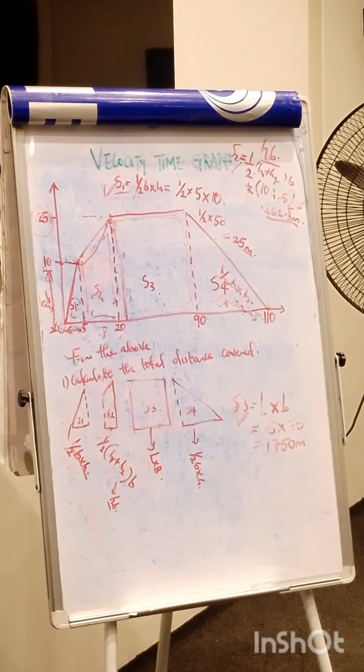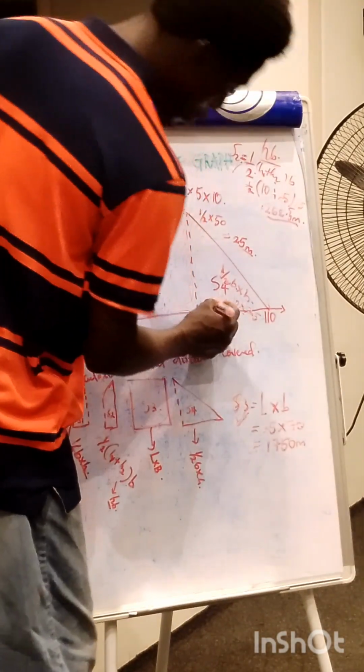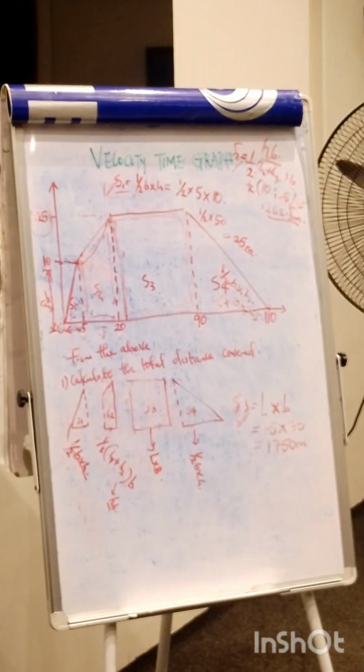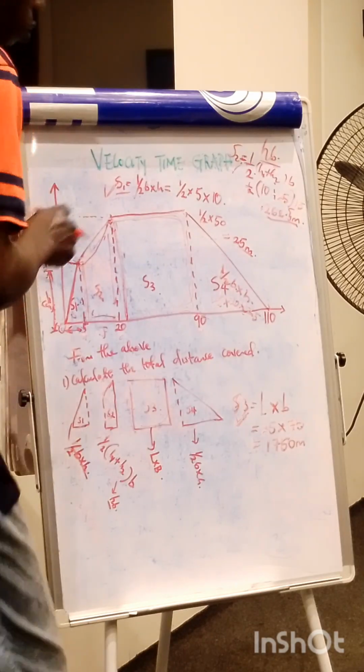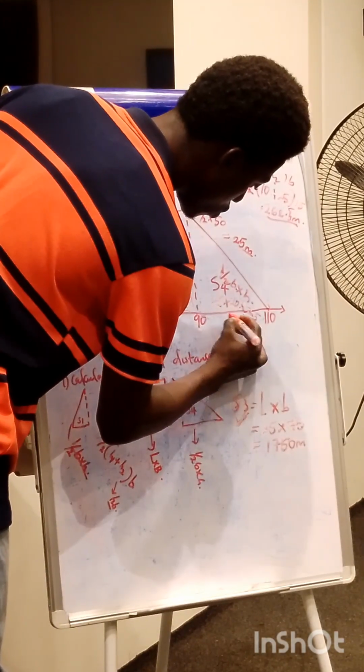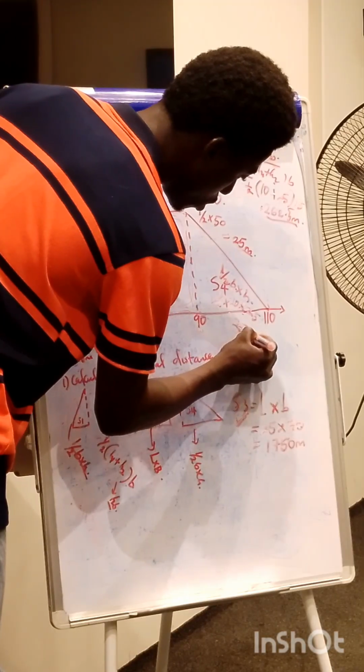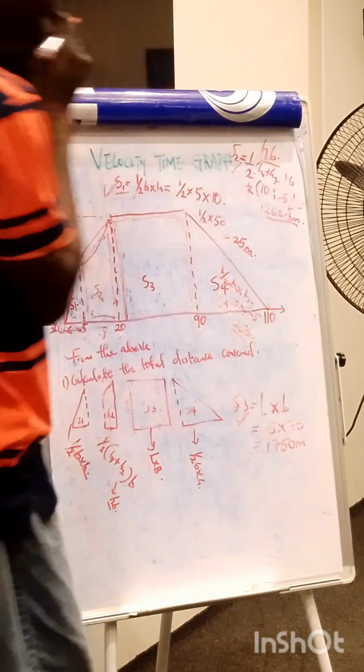So my 1/2 multiplied by 20 multiplied by 25 will give you what? Press your calculator. Let's see what the answer would be. I think the answer should be 250. Press your calculator. That's 250, right? So here, 250 meters for my S4.